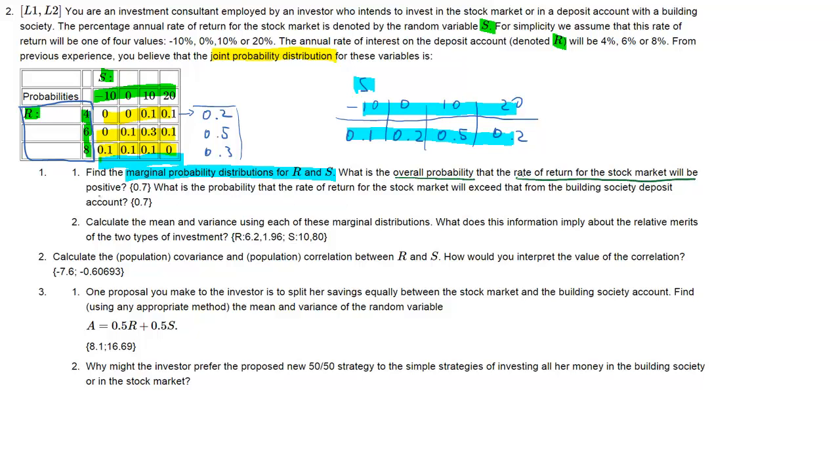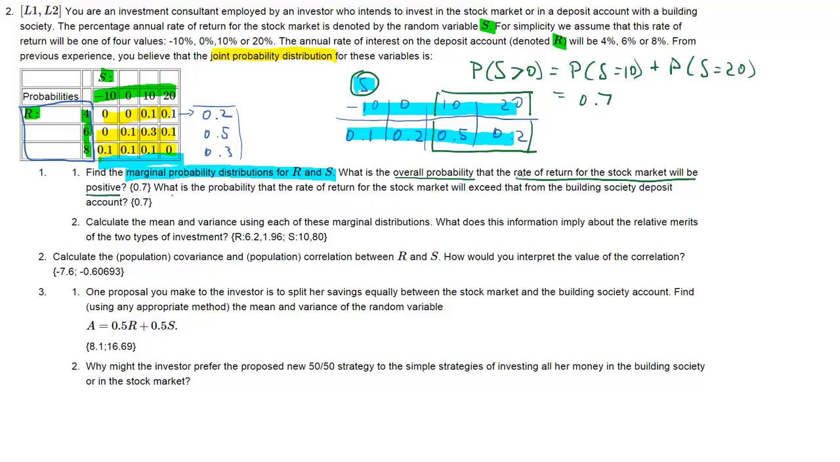Now, what's the overall probability that the rate of return of the stock market, that's S, will be positive? Well, there are 2 positive outcomes, and the probabilities for these 2 outcomes, that S is either equal to 10 or equal to 20, is 0.5 plus 0.2, that's 0.7.